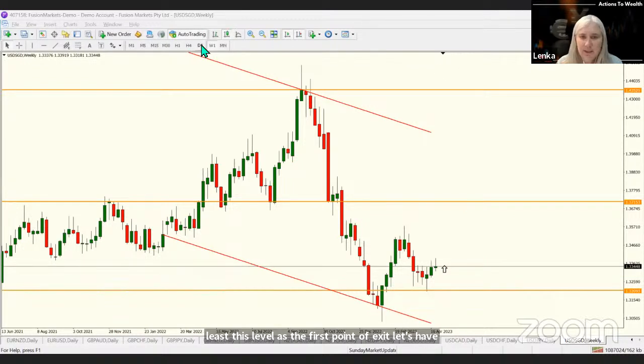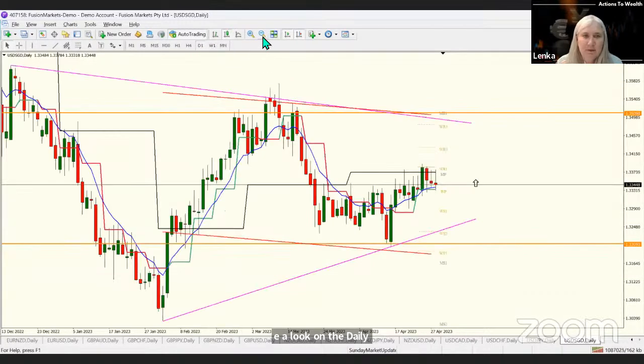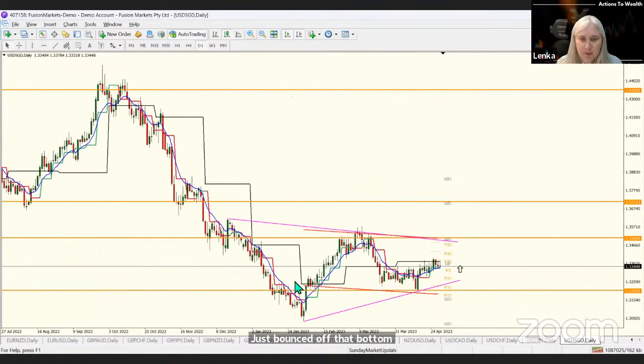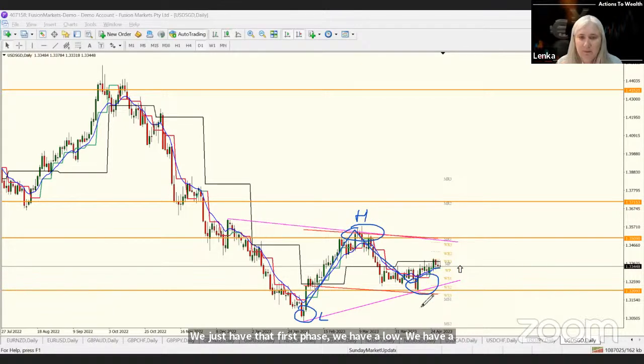Let's have a look on the daily. This is the picture on the daily. So we are at that previous level of support, just bounced off that bottom support level. So we have a higher low there, but we don't have a higher high at the moment. We just have that first phase. We have a low, we have a high, and we have a higher low, but we don't have a higher high.